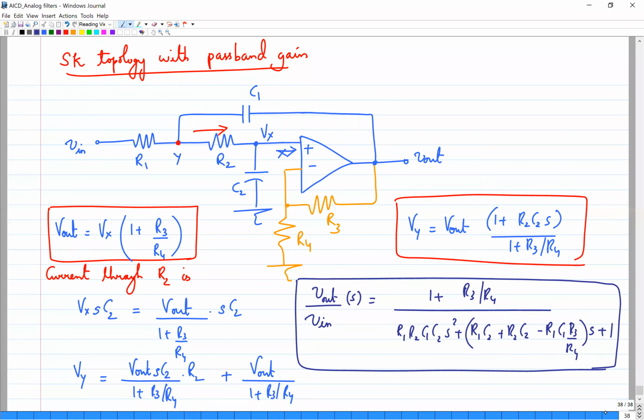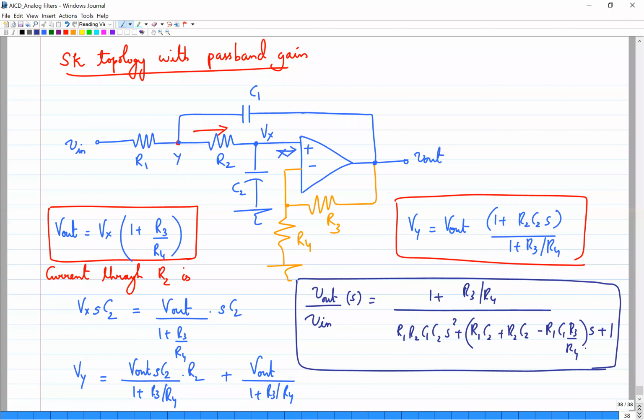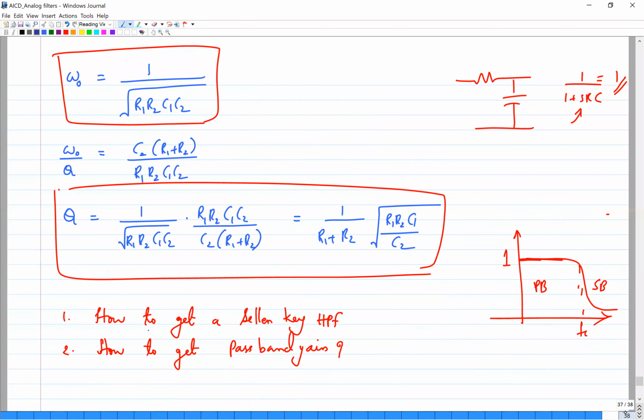Now comparing with the previous circuit: in the previous circuit, at omega equal to 0 the gain was 1, but here at omega equal to 0 your gain is 1 plus R3 by R4. So depending on the values you choose for R3 and R4, you can get a good passband gain out of this. So that is the Sallen-Key topology, and this is how to get a passband gain out of it. Now, how does this work?